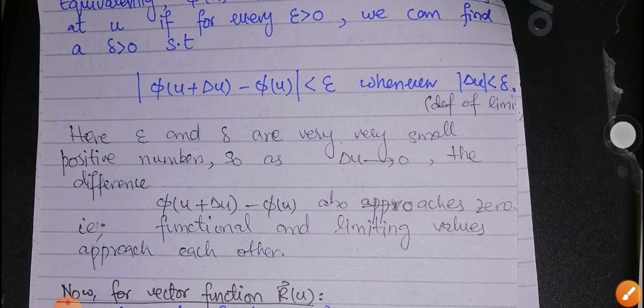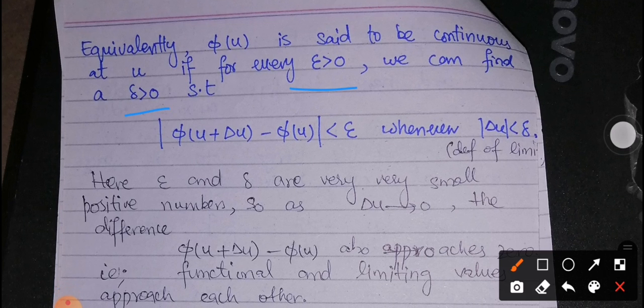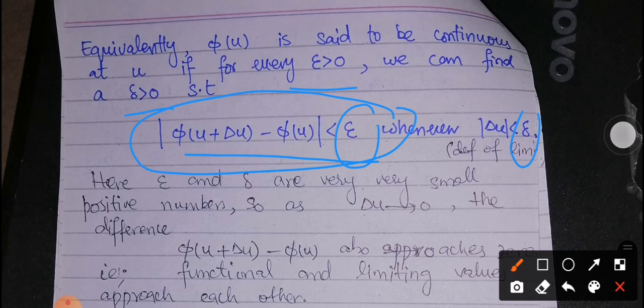Now we know another form of continuity, that is the epsilon-delta form: phi of u is said to be continuous at u if for every epsilon positive there exists a delta positive such that the modulus of phi of u plus delta u minus phi of u is less than epsilon whenever delta u is less than lambda. Here epsilon and lambda are very small numbers, so basically this expression is letting us know that phi of u plus delta u and phi of u are very close to each other. That is, their difference is really equal to 0.